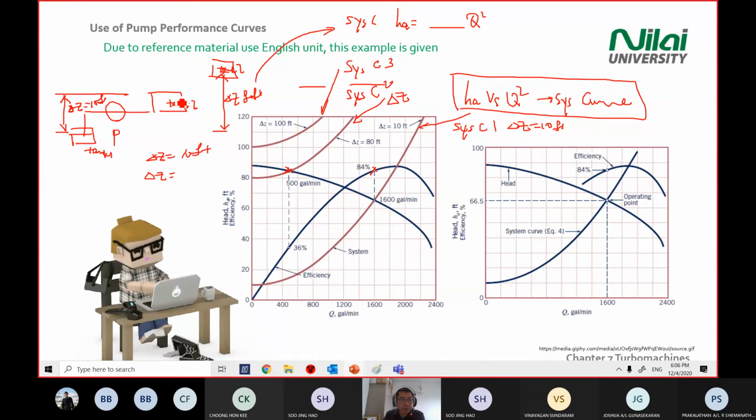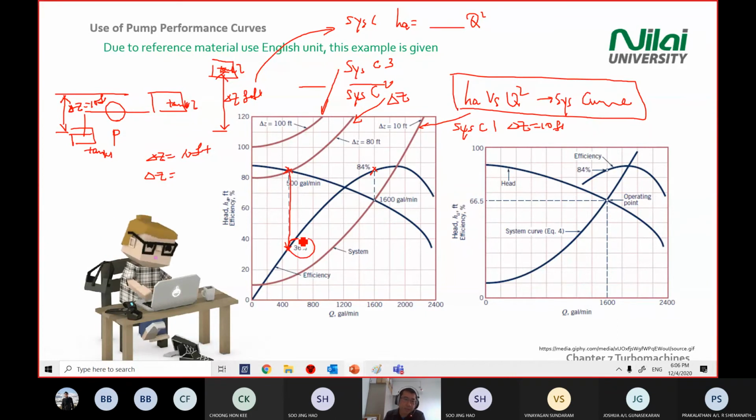But if you pull your tank a bit higher in the mountain, your delta Z now changes to 80 feet, and you plot this system curve inside the pump graph, you'll see it will overlap in the head curve here. System curve number 2 will overlap here. You drop down, you get 36% efficiency, meaning your pump efficiency is dropping.